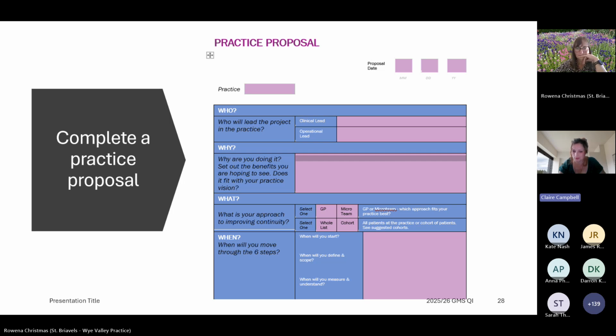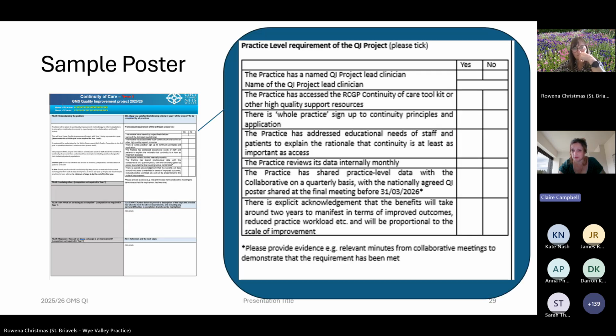But we now have a sample poster that needs to be completed this year from a contractual point of view. So this has just been agreed and will be sent out to you all shortly. You'll notice there's a greyed out section on the left side. You can complete that this year if you want to, but it's not contractual to do so. It helps to plan for future years. There's a tick box section on the right side of the form, which asks you to confirm that you've completed all the elements, and only the sharing of the practice level data with the collaborative on a quarterly basis and the QI poster to be shared on the 31st of March 2026 needs to be evidenced. This sample poster is going to be shared very shortly, like I pointed out earlier.